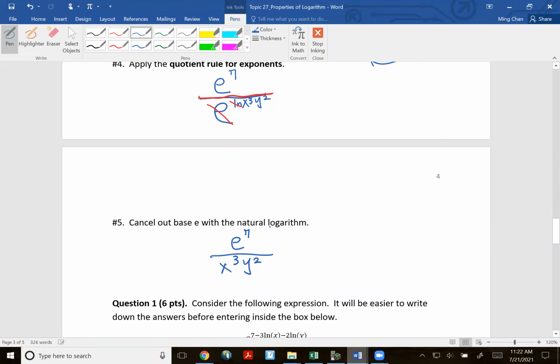That's the answer. Because remember earlier there was a property back in topic 26 talking about if you have e to the natural log of x, the answer is equal to x because these cancel out. So all you have left is whatever the exponent is. Okay. All right.